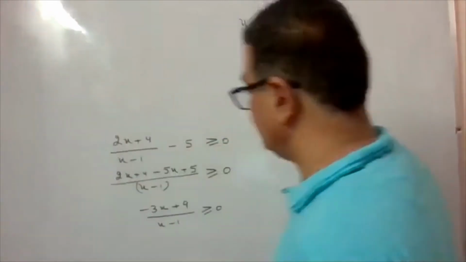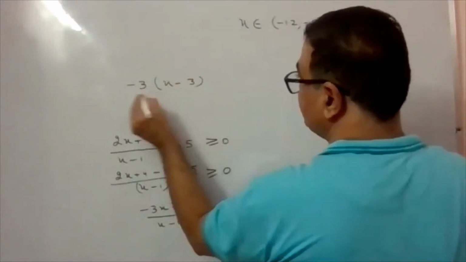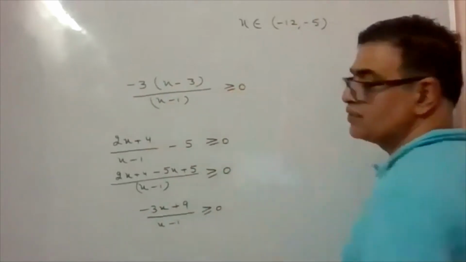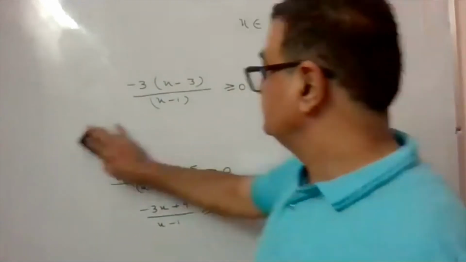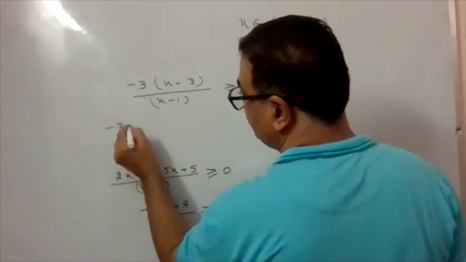Minus is there, so I should take minus 3 common. So what is left is x minus 3 by x minus 1 coming greater than or equal to 0. Then I want to remove this minus 3, so I should do multiplication by minus 3.